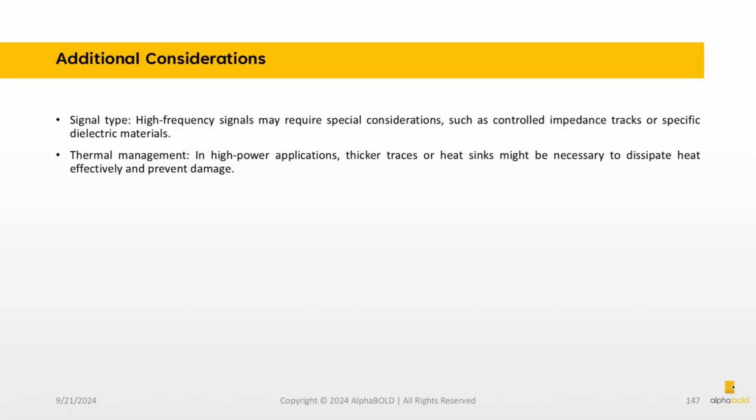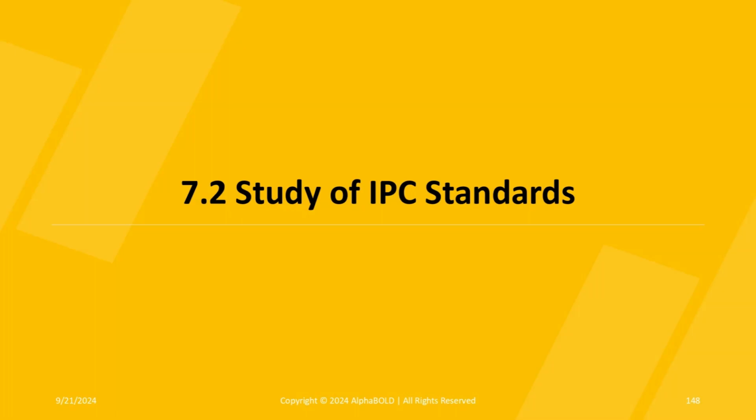Additional considerations. Signal type. High-frequency signals may require special considerations, such as controlled impedance tracks or specific dielectric materials. Thermal management. In high-power applications, thicker traces or heat sinks might be necessary to dissipate heat effectively and prevent damage. Study of IPC Standards.